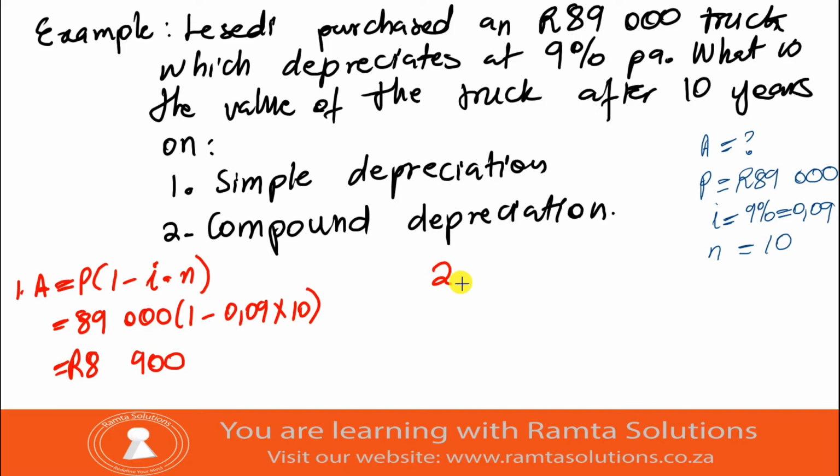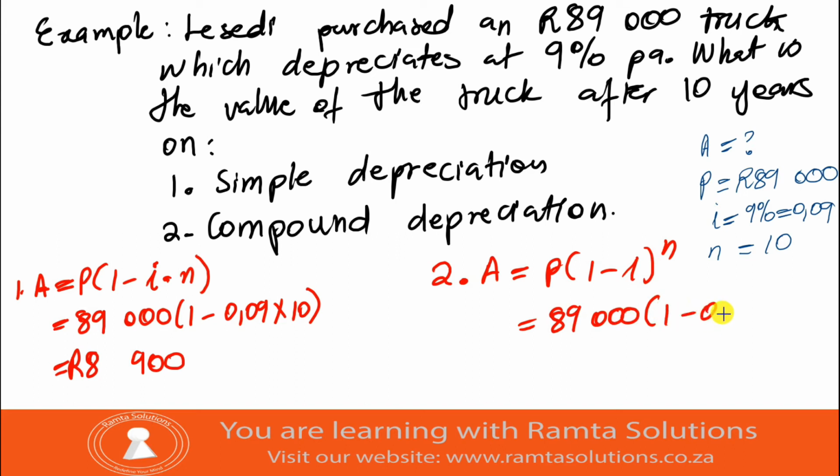Now, number two, let's look at it in the compound depreciation or reducing balance method. A equals P into 1 minus I to the N. So this is 89,000 into 1 minus 0.09 to the power 10. Let's see.